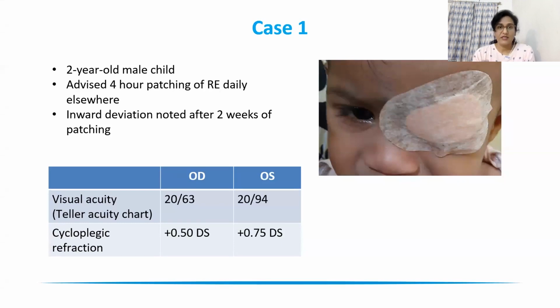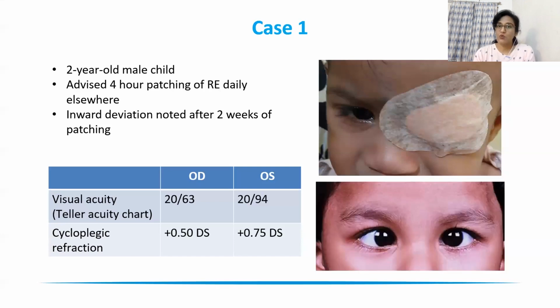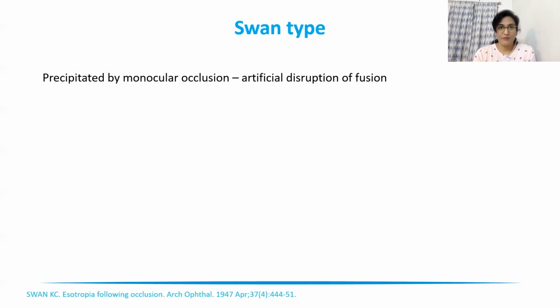The child was brought to our clinic about 2 weeks after starting the patching. And this was what we noted in the child. There was a large angle esotropia. So this constitutes the first type of acute acquired comitant esotropia, which is also known as the Swan type.